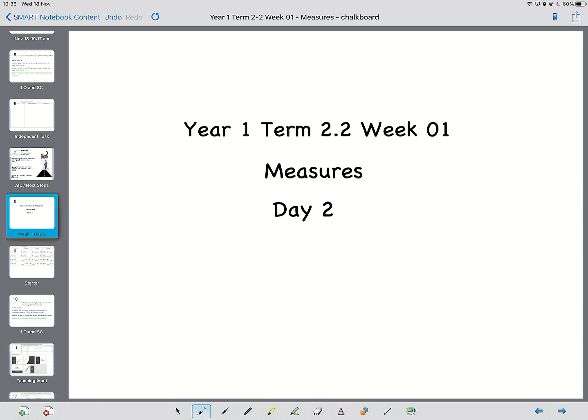So, today we're going to be moving on and looking at investigating different size things, okay, and making comparisons between them and choosing the correct units. But before we do that, we've got an arithmetic starter to go through. So, I'm going to put that up on the board and you have a go at it. And when you're ready, start the video again.